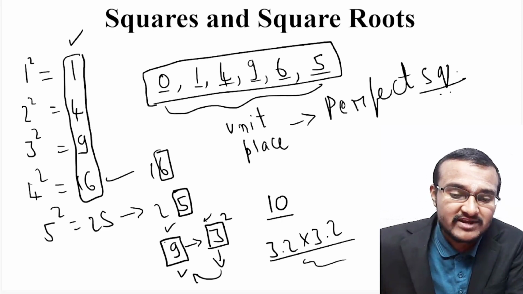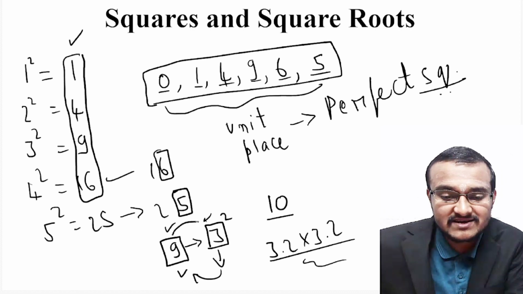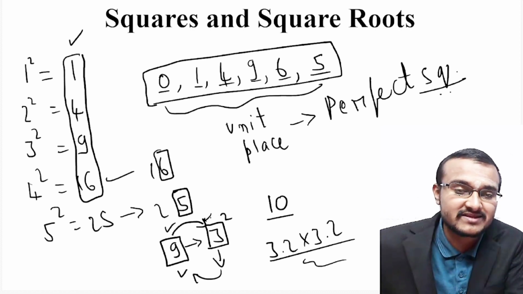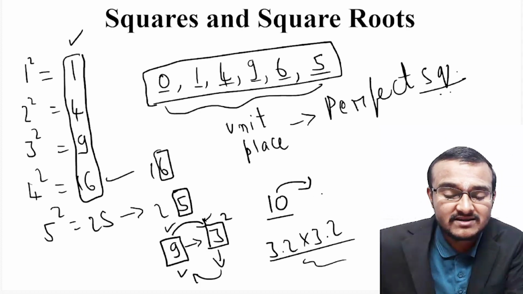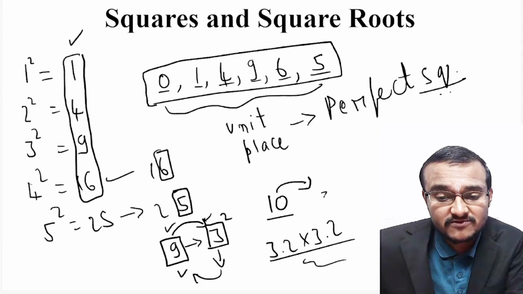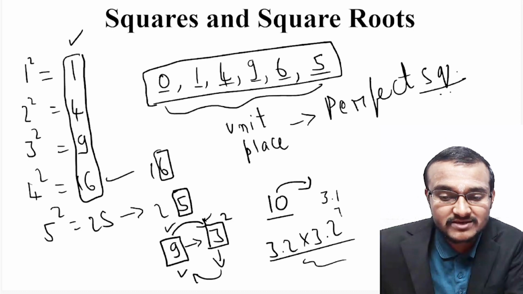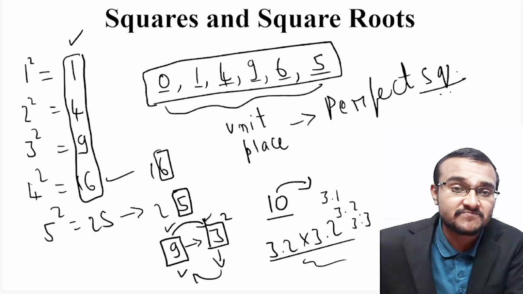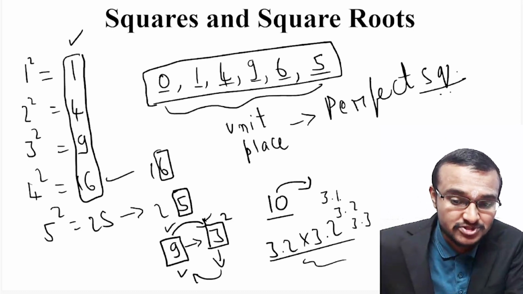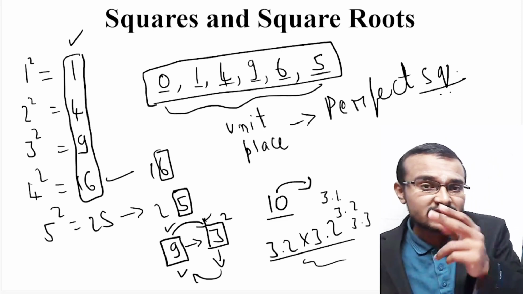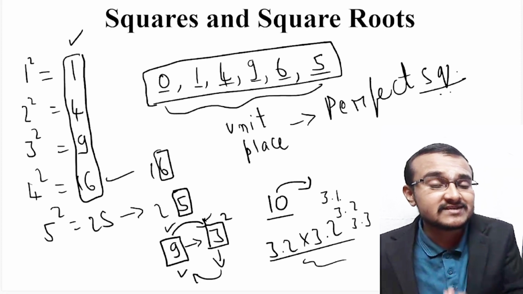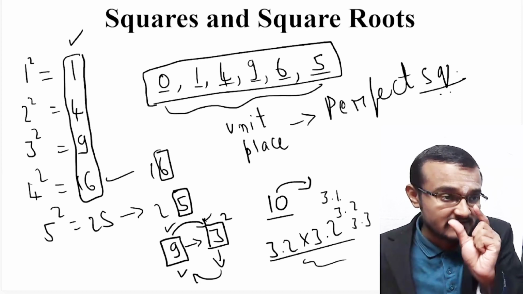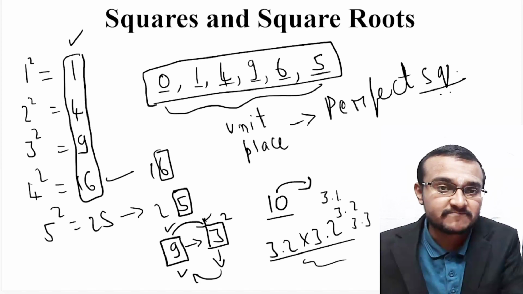Or when you calculate the square root of a particular number, let's say for 9 you are calculating the square root, then the square root will be 3. So similarly, if you calculate the square root of 10, you will get somewhere around 3.1 or 3.2 or 3.3 like this. So this shows that if the square root of a particular number is in decimals or in fractions, then that number is not a perfect square.